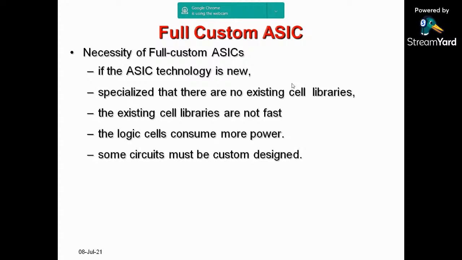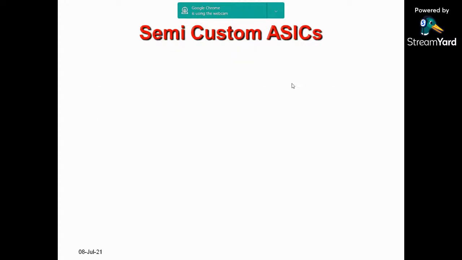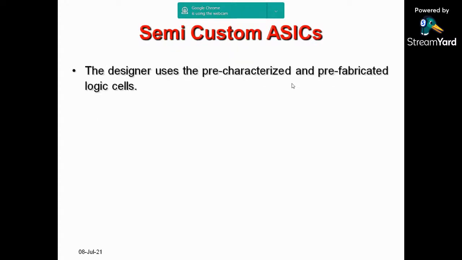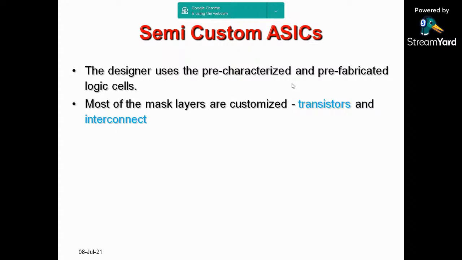Now, what I'm saying about full custom is, if all the cells are not fast enough, then there is no other way and I need to go for full custom ASIC. Otherwise I'll go for semi-custom ASIC. I told you there are two different kinds of semi-custom ASIC. One is called gate array based semi-custom. The other is called standard cell based semi-custom.